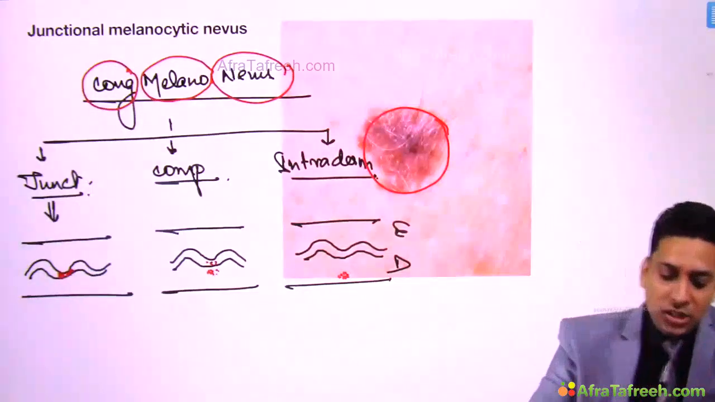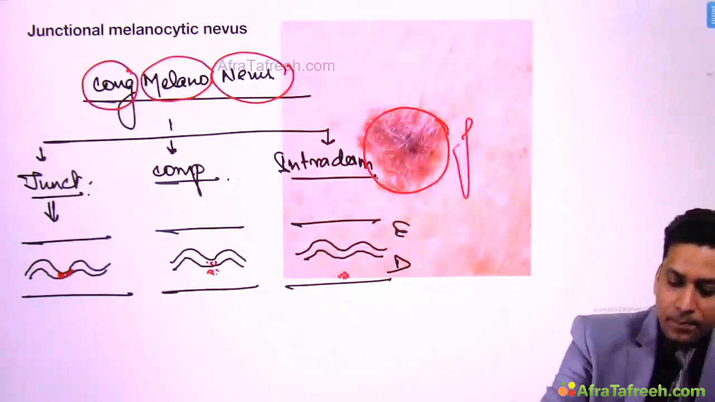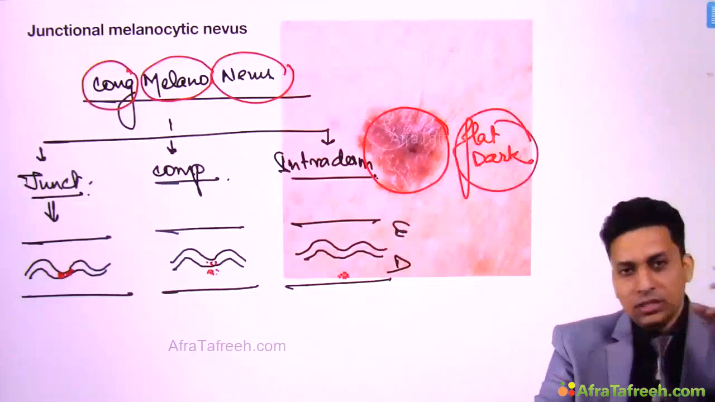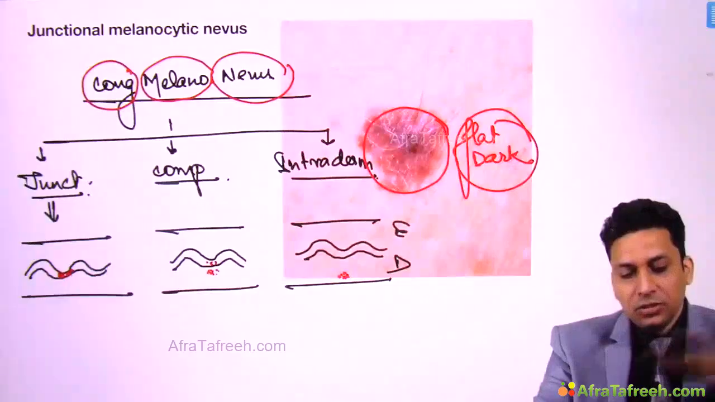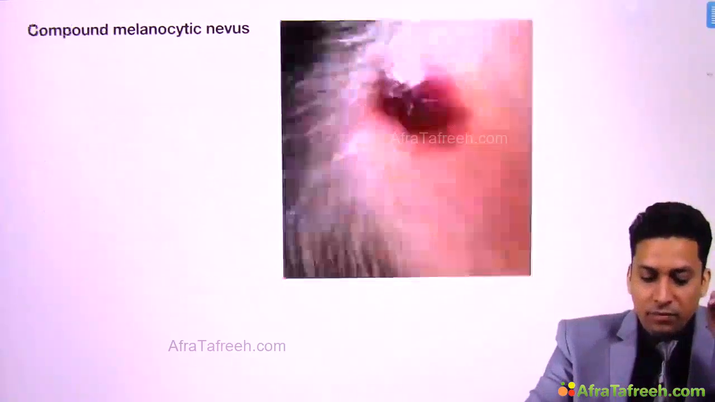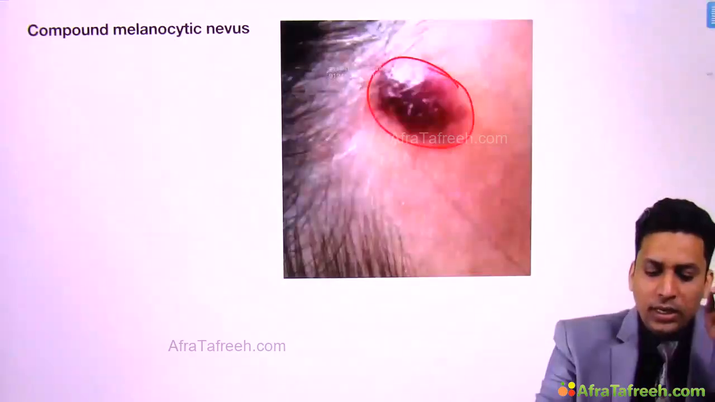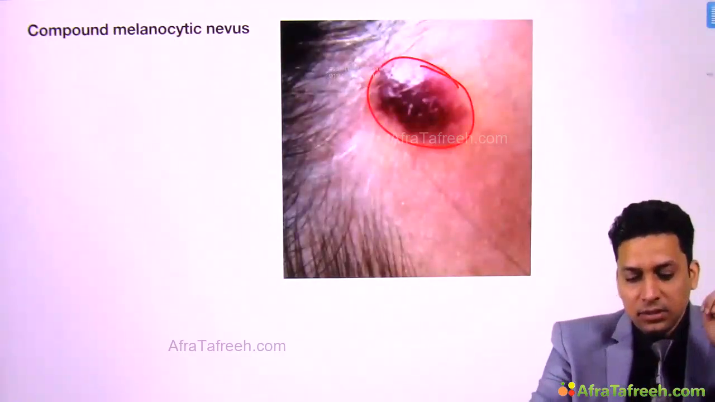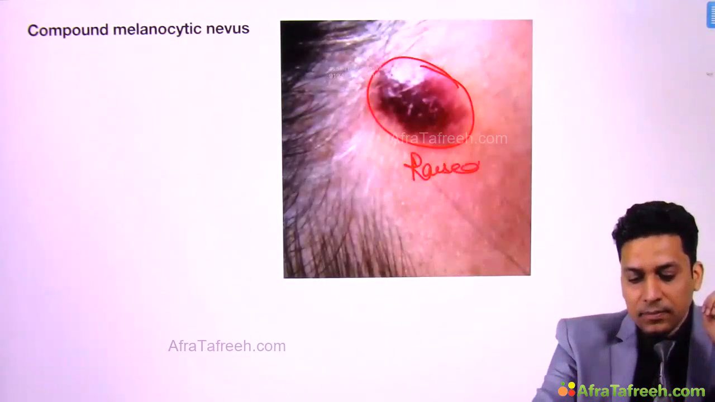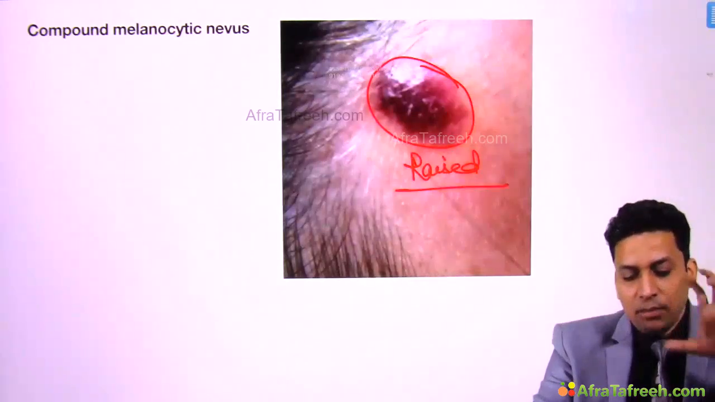So remember, junctional nevus is generally flat and it is dark. So you can see this dark lesion because this is due to excessive proliferation of melanocytes, and where it is occurring in the junction, so this is flat. But the compound one is dark and raised. Okay, so this is a raised lesion. This is a dark and raised lesion, compound lesion.